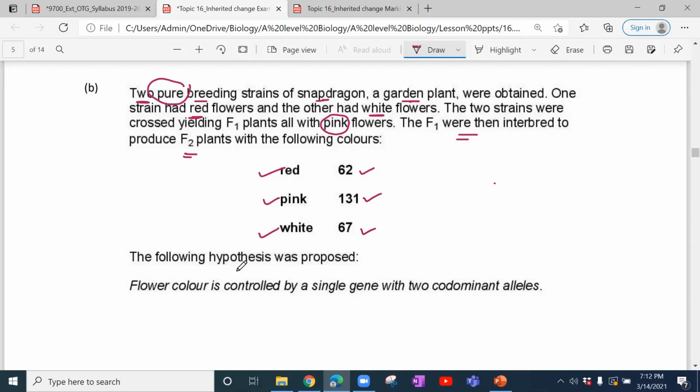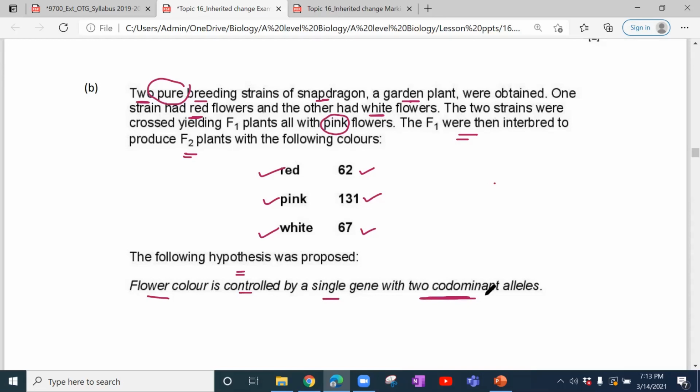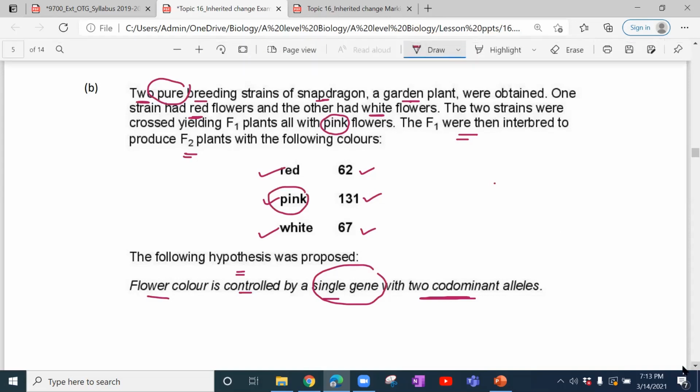Okay? This was the hypothesis that was produced, and this said flower color is controlled by a single gene with 2 codominant alleles, right? Because this is what we have learned in codominance. Okay? So both of them are dominant. So in this case, they are saying the flower color is controlled by a single gene. Okay? But alleles, both of them are codominant. So that's the reason we are getting a pink offspring as well. Let's look at the questions now.